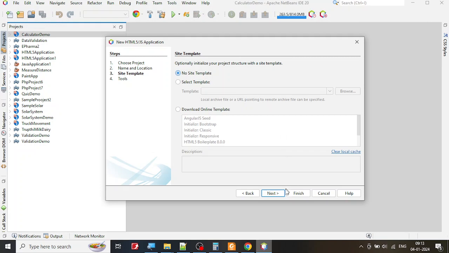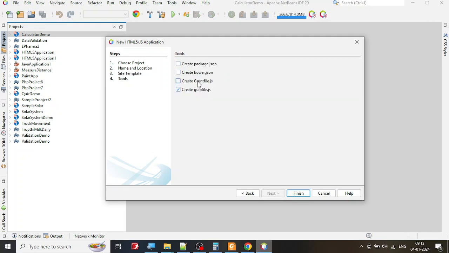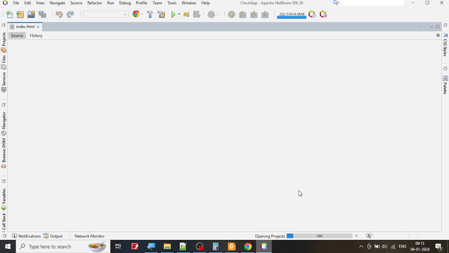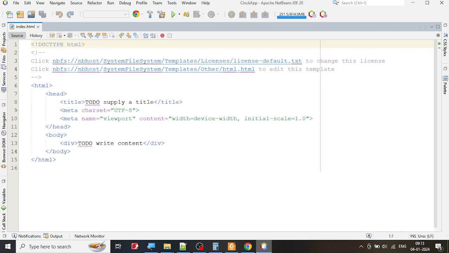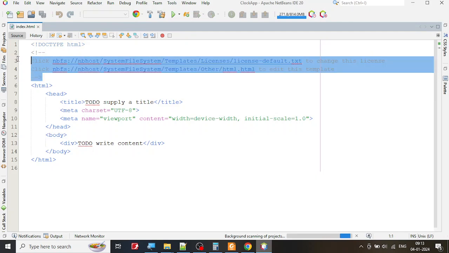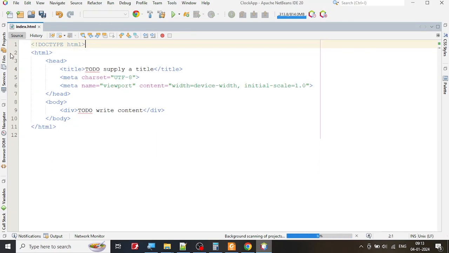I don't want any template. Also, I don't want to use any of the JS and JSON files. Let me click finish on it. And NetBeans is going to create a template for me, and I'm going to remove this first remark statement, which is of no use to me. Also, I'm going to give a title for this one as clock.